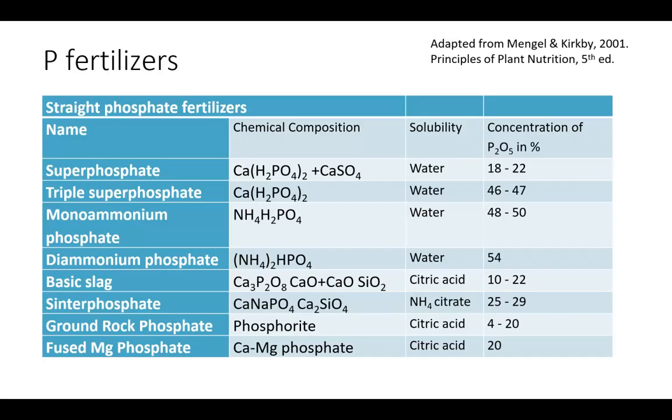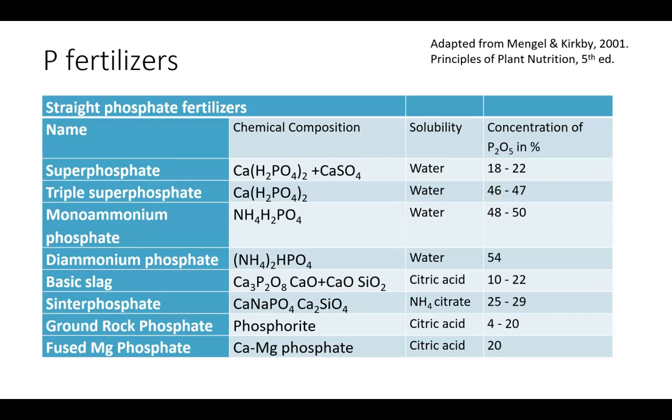Phosphate fertilizers. There are quite a few of them and they are quite important. You look at the concentration of what they call P2O5. We always put it down as P2O5 in the material. These include various forms of phosphate. The amount ranged from a low of 4% for rock phosphate to a high of 54% for diammonium phosphate.